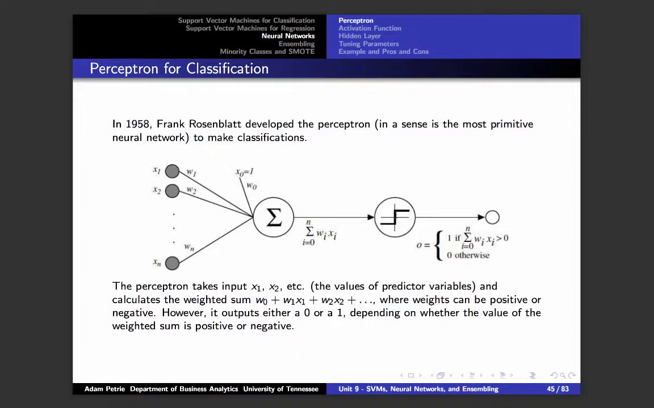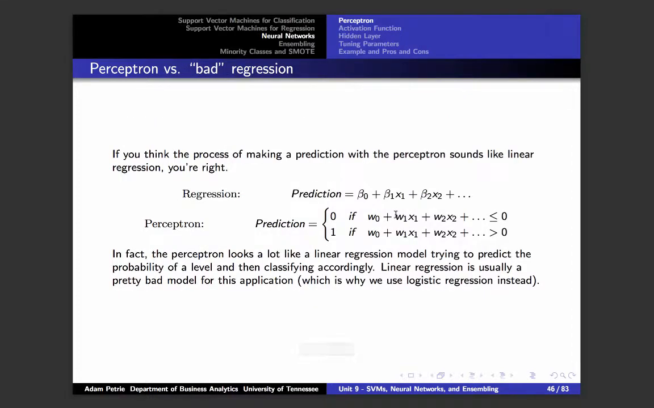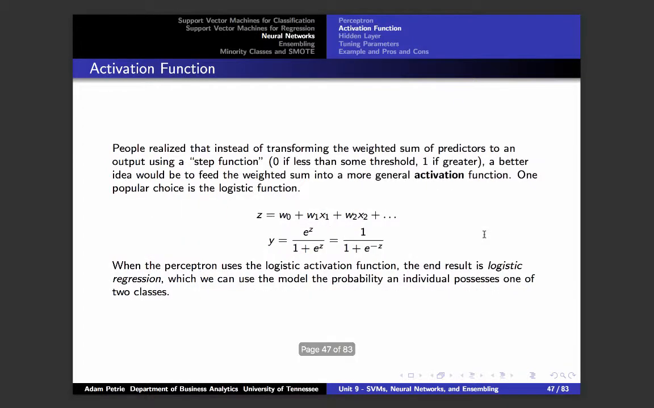So essentially, the perceptron was just developing a weighted sum of predictor variables and making classifications based on whether that weighted sum was positive or negative. And you might think, wait a second, that actually sounds a lot like linear regression. In linear regression, our prediction is just a weighted sum of the predictor variables with some sort of offset. The perceptron is a weighted sum of predictor variables with some sort of offset, and it's checking to see if it's less than 0 or bigger than 0. So in effect, the perceptron was kind of like a bad linear regression model for doing classification. No wonder it didn't really succeed all that much.